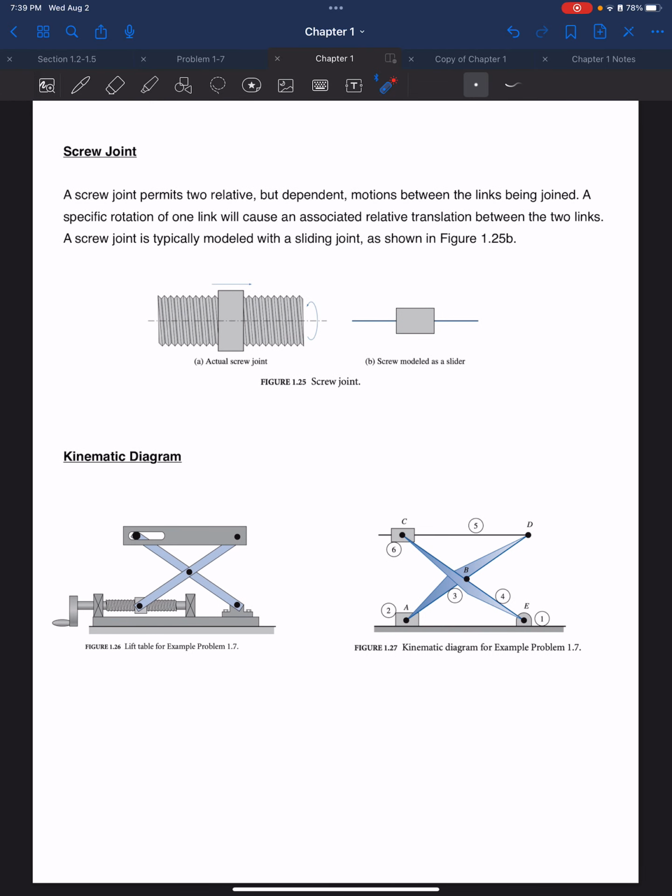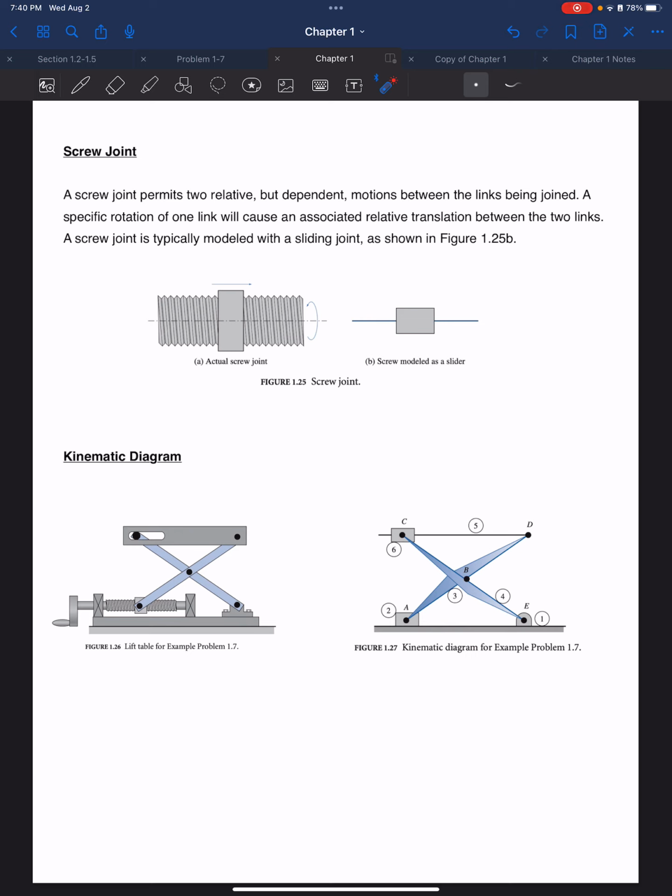Screw joints. Screw joints permit two relative but dependent motions between the links being joined. And for our purposes, we'll just model this as a slider because what we really care about is not so much the rotation, but the movement in the lateral direction.